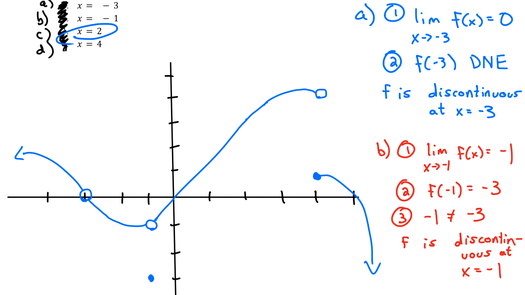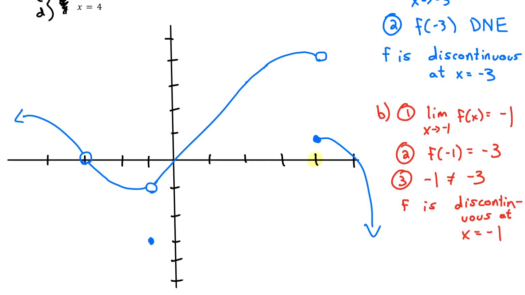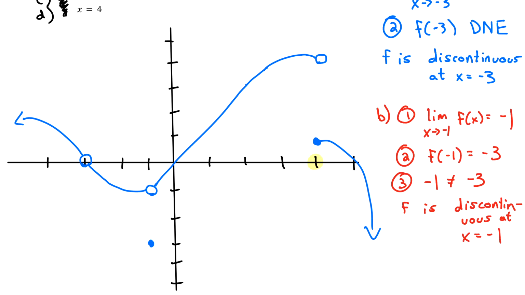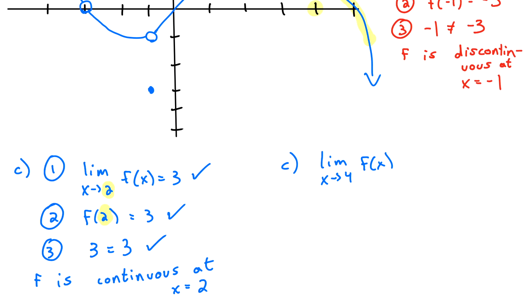Let's take a look at one last example. We're going to look at x equals 4 this time. So now we're looking at this particular x value. For part C, again, we start with: what is the limit as x approaches 4 of f of x? If I look at x equals 4, the left-hand side of my graph is approaching a y value of about +4. The right-hand side is approaching a y value of 1. The left and right-hand limits do not agree, so the limit does not exist. So the very first part of the definition of continuity fails.